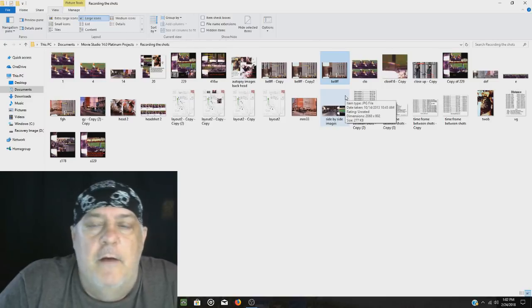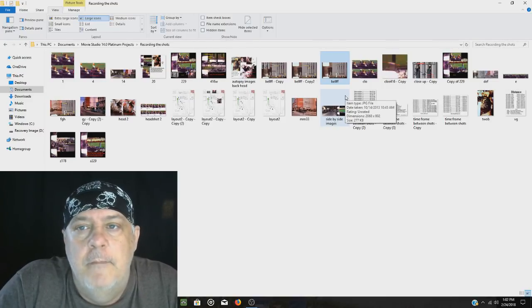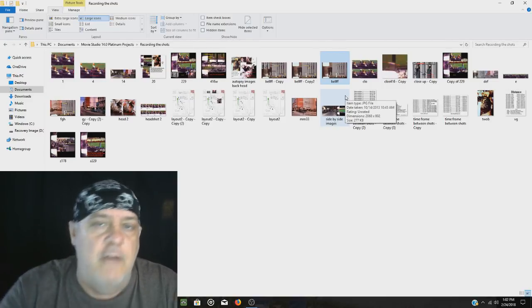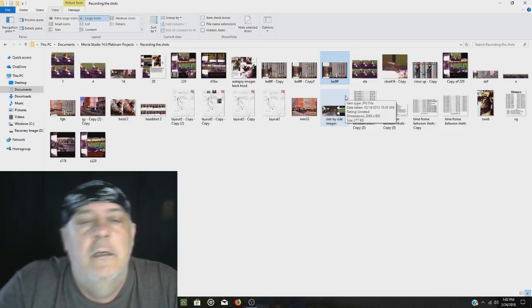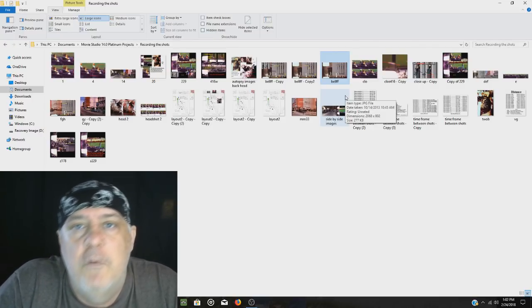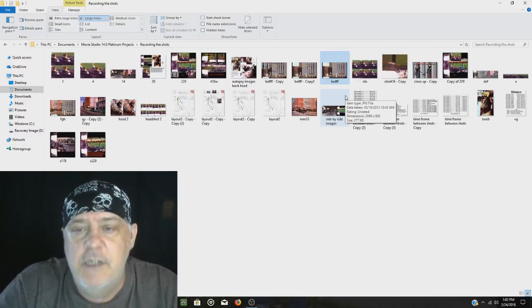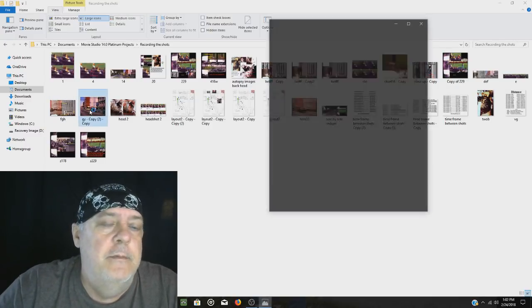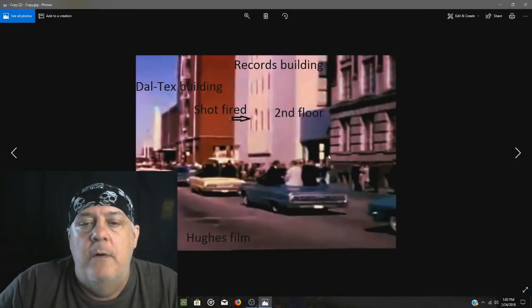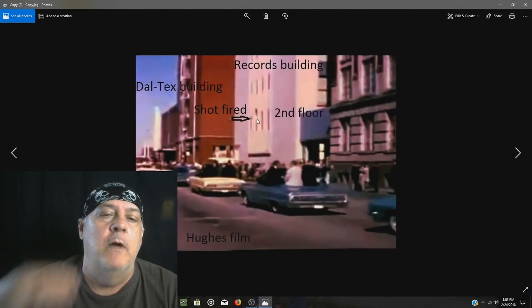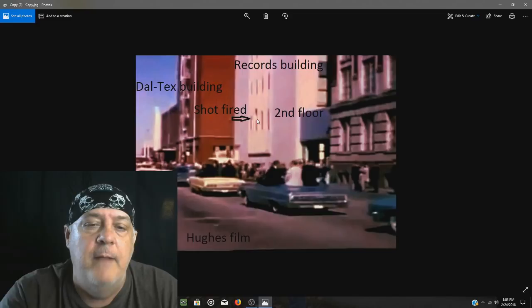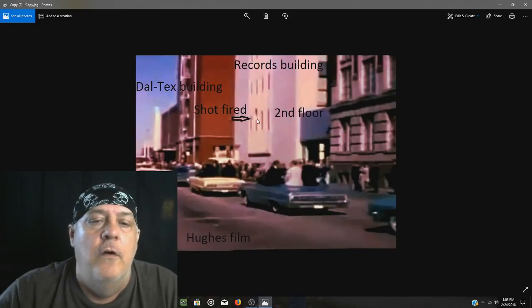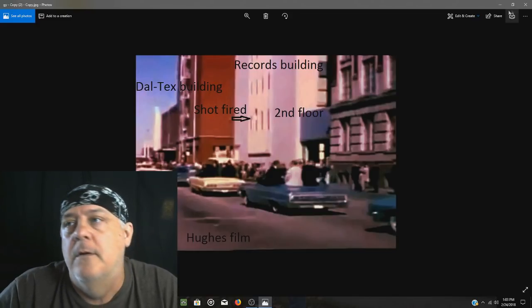And then I found in the Bell film, and in Muchmore film, a gunman hanging out of the window of the second floor of the county records building. So I started studying other film stuff to see if there was a shot fired from that location. And in the Hughes film, a shot was fired, as you see right here. When we watch the frames, we can see this is the frame that a shot was being fired from this window location right here.